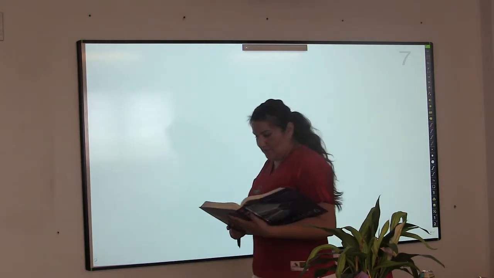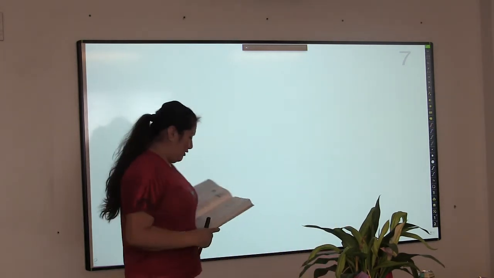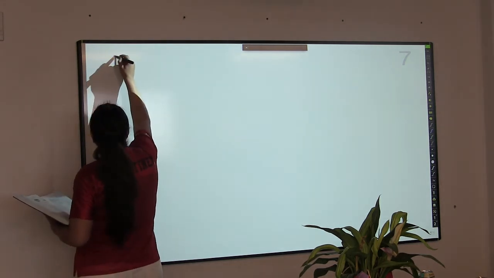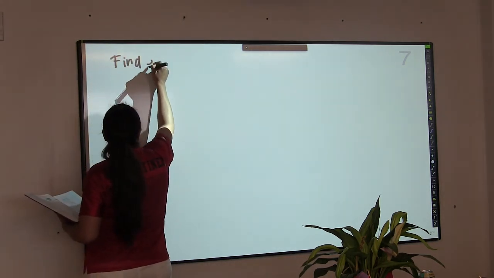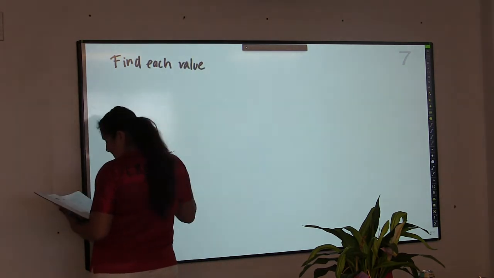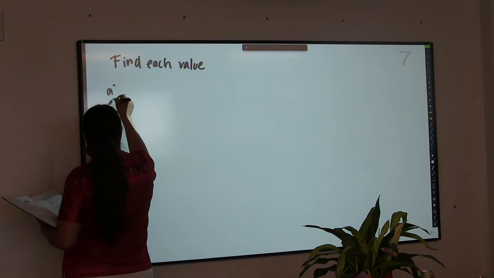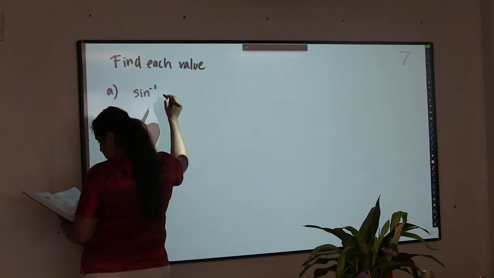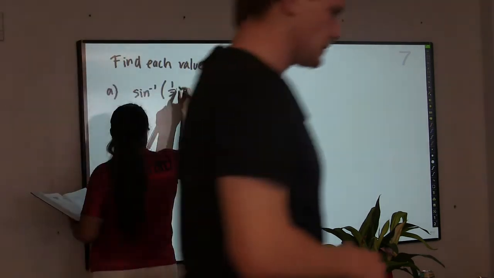Thank you, Joshua, for your vote of confidence here. So this says, find each value. Mark, how are we doing on time? What does it say? How much time has passed? 11:15. Okay, we're okay then.